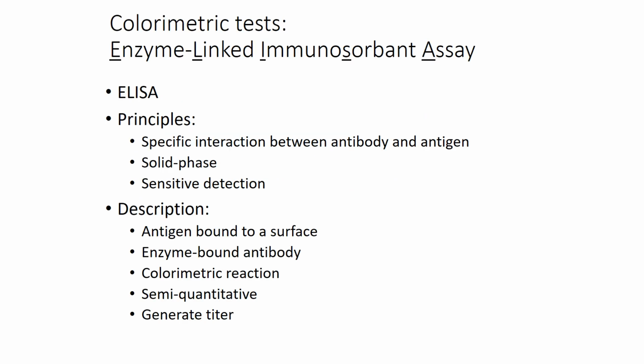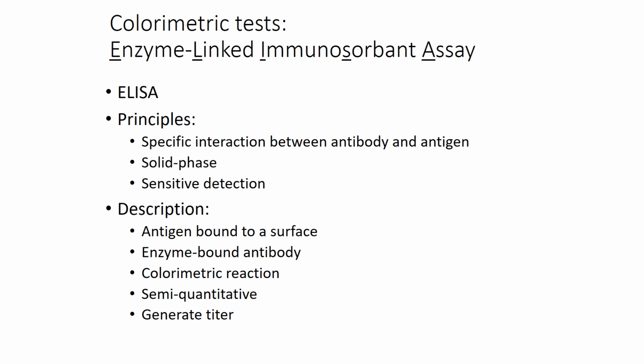The example is the ELISA assay. ELISA, the full form is enzyme linked immunosorbent assay. It basically measures highly specific interaction between antigen and antibody in solid phase. It is where the antigen is bound to a surface and the antibody has an enzyme bound to it.